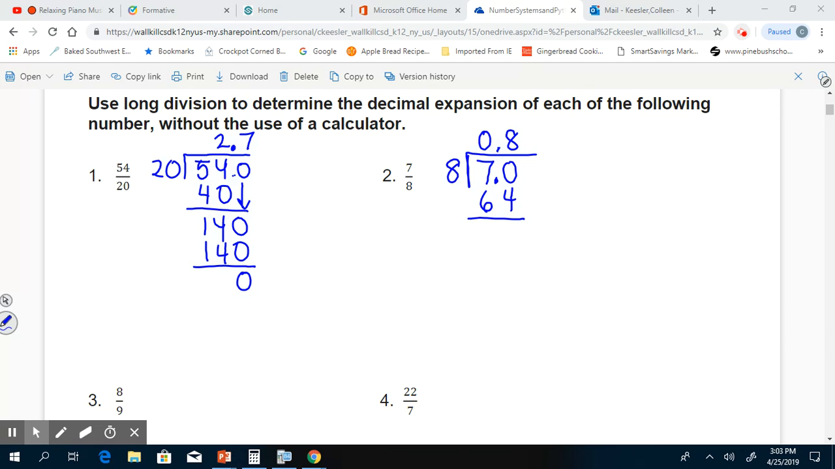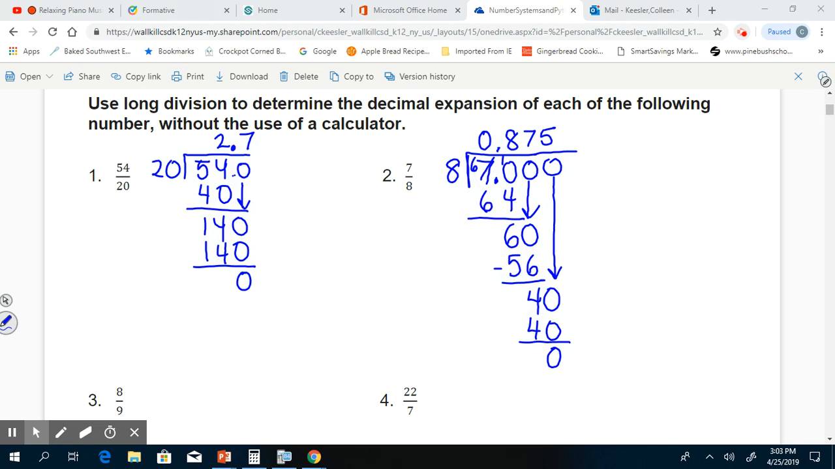We subtract and we get 6. And we bring down another 0 because we still have a remainder there. Then we think about how many times 8 goes into 60, which would be 7, because 8 times 7 is 56. Then 60 minus 56 leaves us with 4. So we're not done yet. We need another 0. Bring down that 0. And we know that 8 goes into 40 5 times, because 8 times 5 is 40. And now we are finished since we have no remainder left over. So the decimal expansion of 7/8 is 0.875.